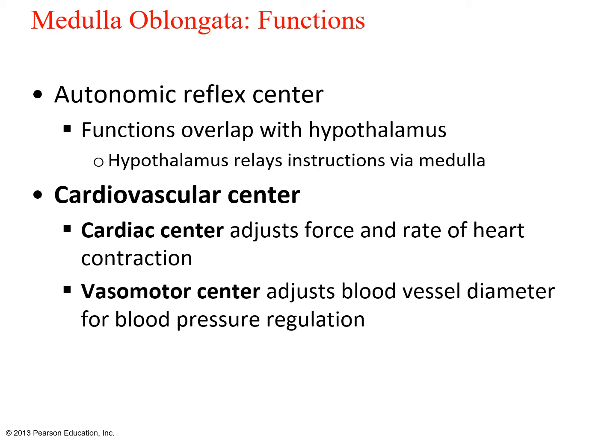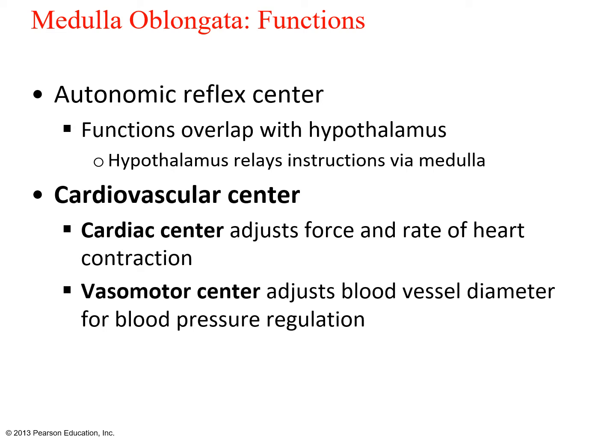So what are the functions? The medulla oblongata is an autonomic reflex center, and its functions overlap with the hypothalamus. So I said earlier that the hypothalamus is responsible for controlling autonomic reflexes, but it will relay instructions via the medulla. So this is part of the pathway from the hypothalamus to effectors that carry out instructions from the hypothalamus.